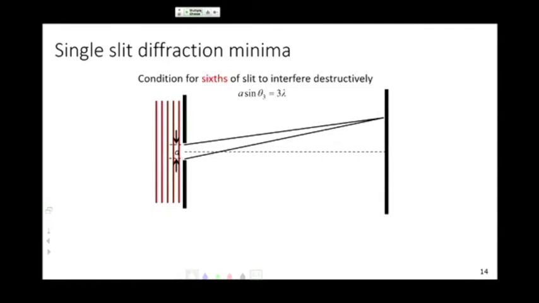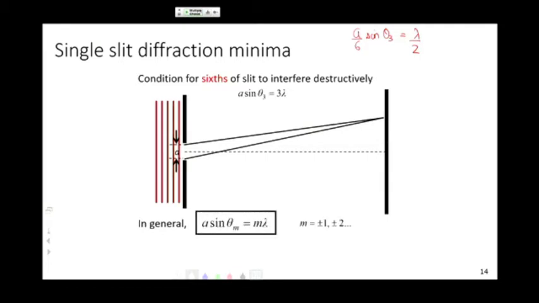So the condition for the 6 parts of the slit to interfere destructively will be A over 6 sine theta 3 is 3 lambda over 2. So this is really coming from saying I divide the slit into 6. So A over 6 sine theta 3 is equal to 3 times lambda over 2. And so if I multiply both sides by 6, I get A sine theta 3 is equal to 3 lambda. So the general condition for diffraction minima is A sine theta m is m lambda.